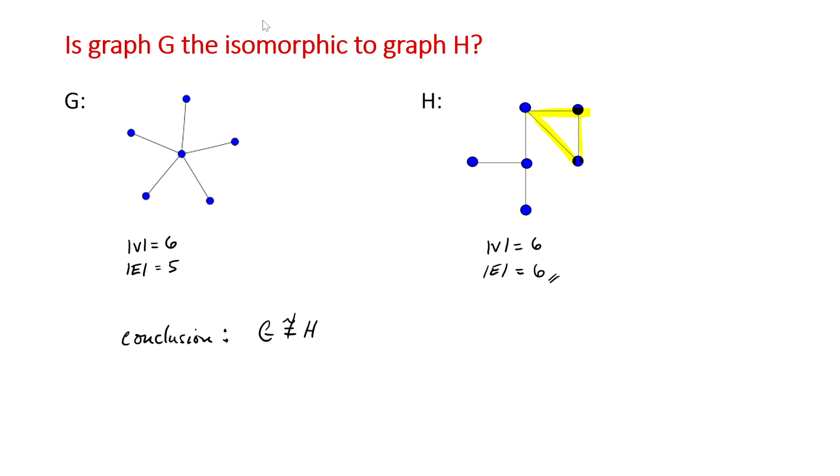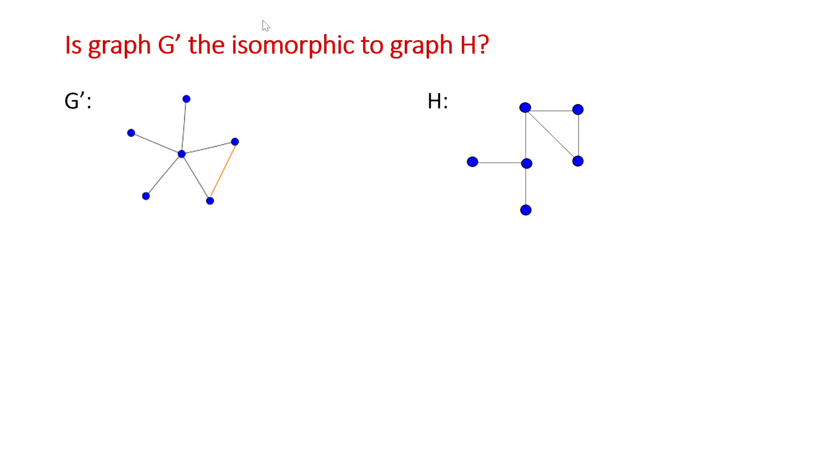Now, what happens if we still really wanted to look at these two graphs, but we want to get at least the potential for them to be isomorphic? And so to do that, I added in one extra edge for the first graph right here.